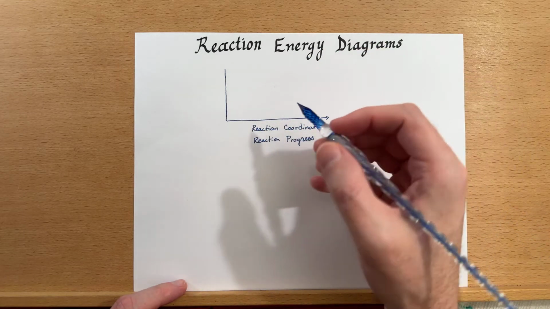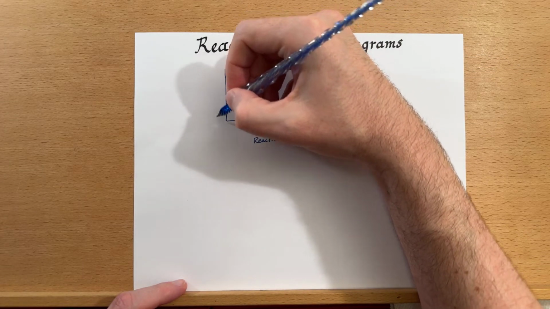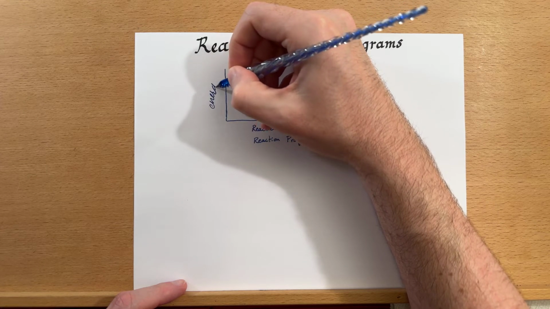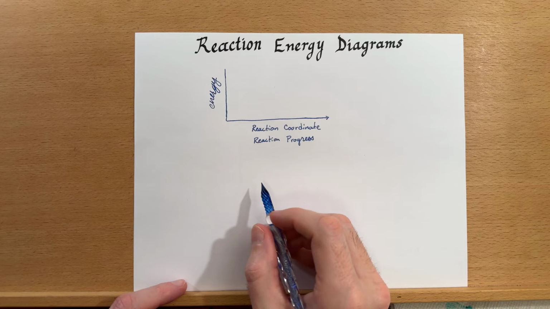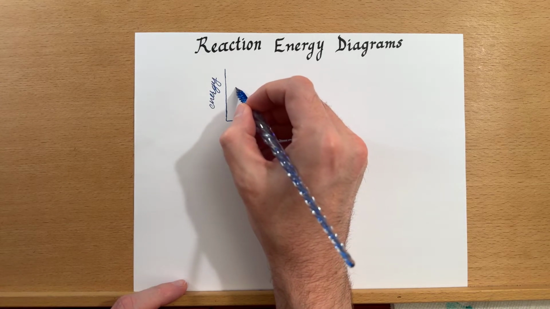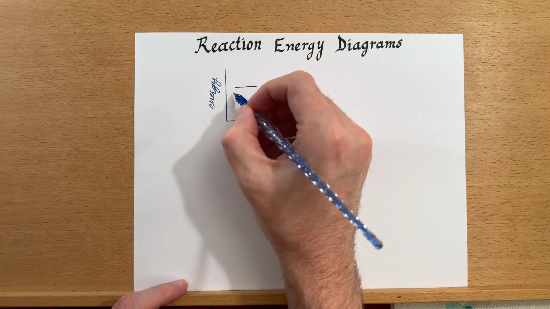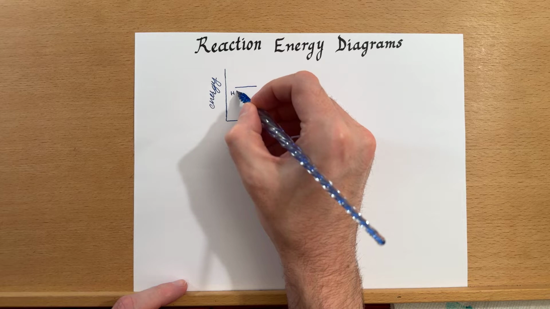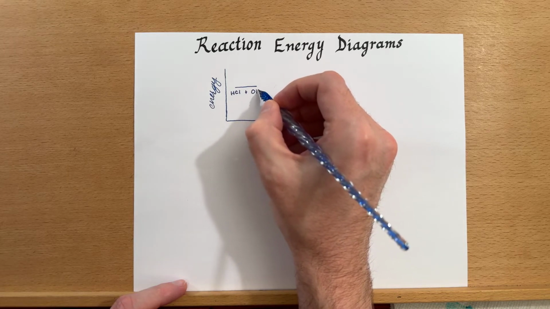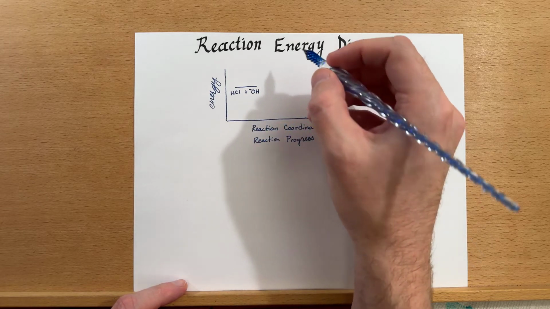And since this is an energy diagram, our y-axis, or this vertical axis, is energy. Like so. So we'll start off with some reactants. And as an example, what if we had some hydrochloric acid and some hydroxide ions? So these are going to react with each other.